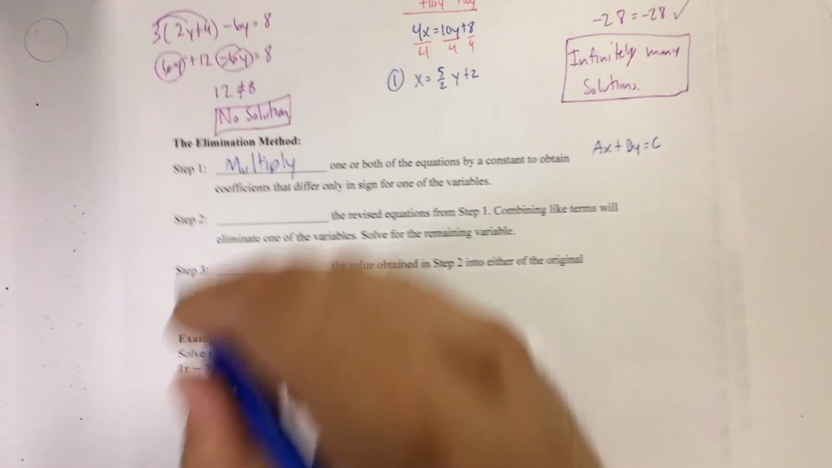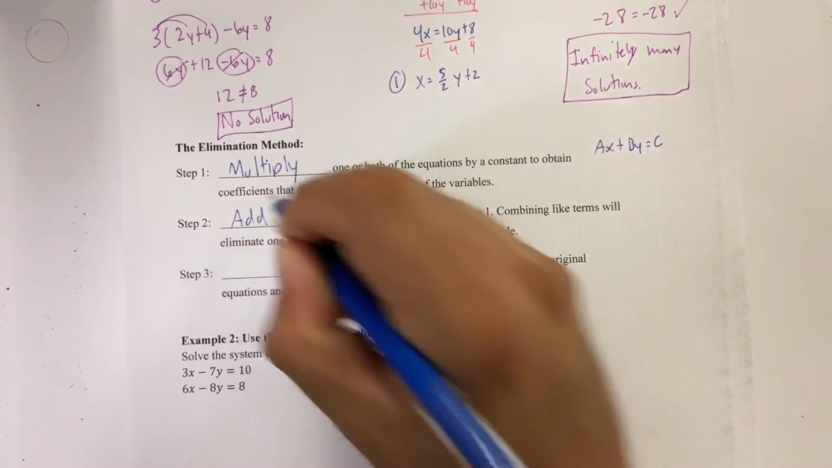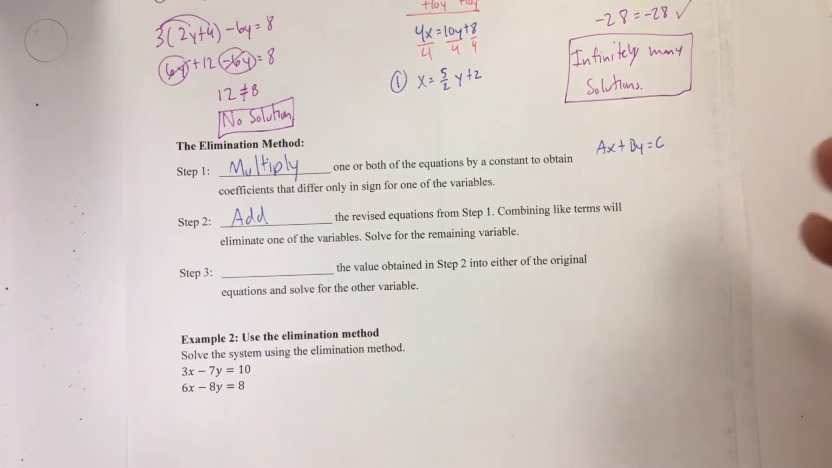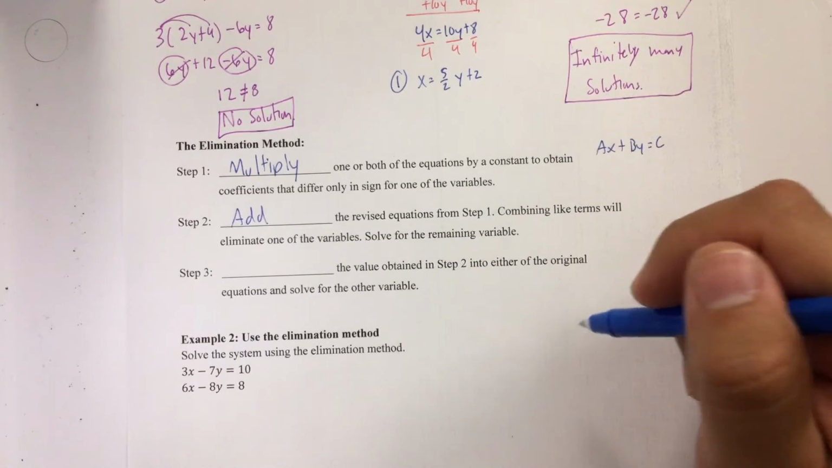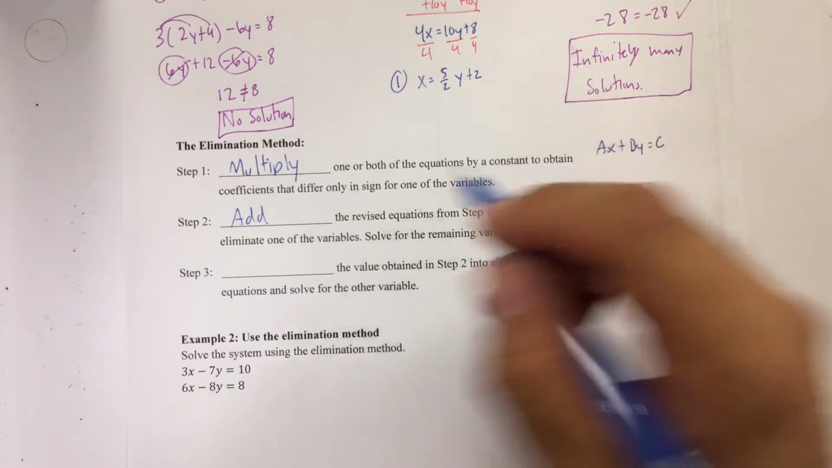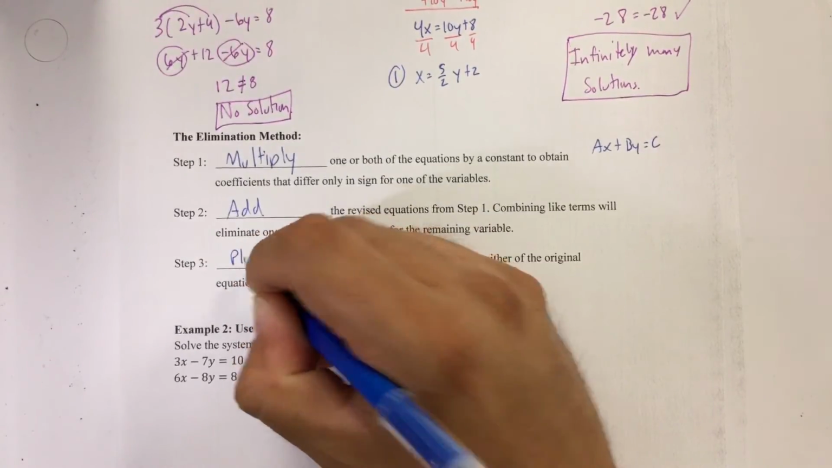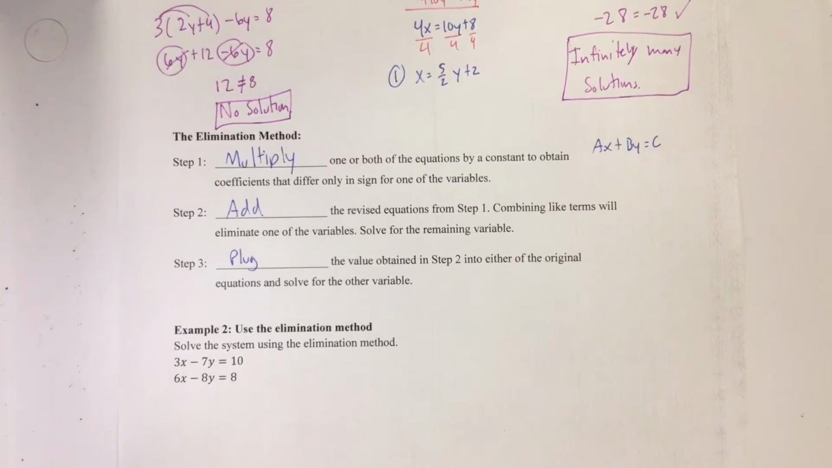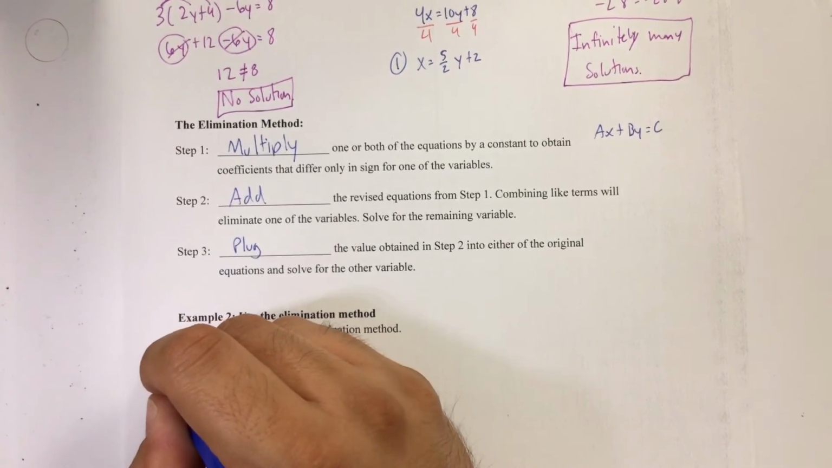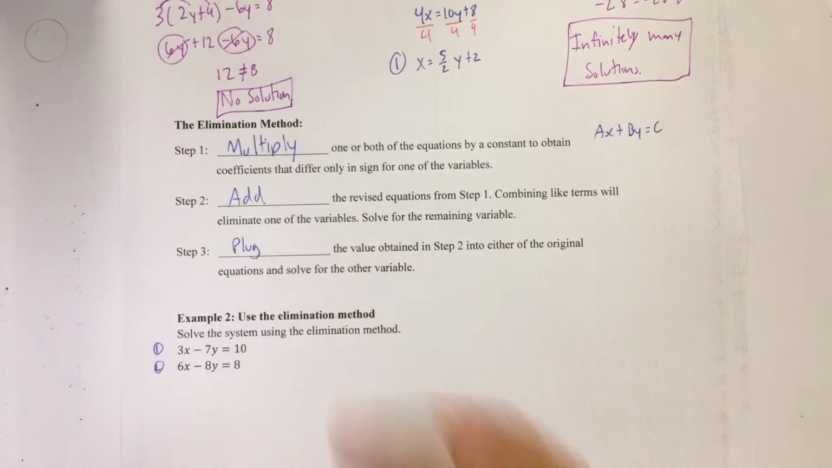Combining like terms will eliminate one of the variables; solve for the remaining variable. And in step 3, plug the value obtained in step 2 into either original equation and solve for the other variable. You could also substitute at that point, but we'll call it plug. All right, so let's take a look at our first example. Again, we're going to label one of them 1 and one of them 2.